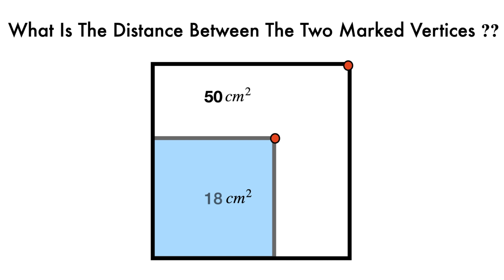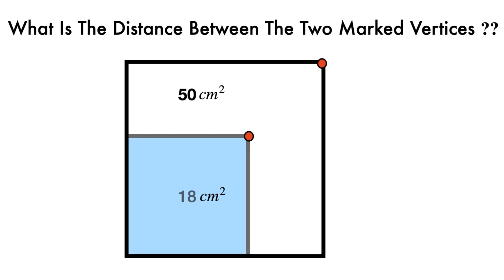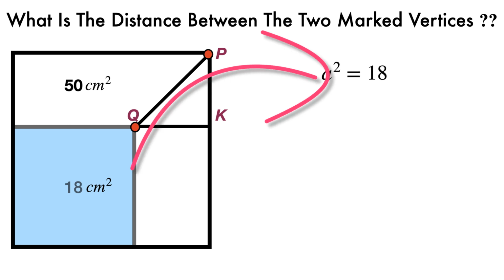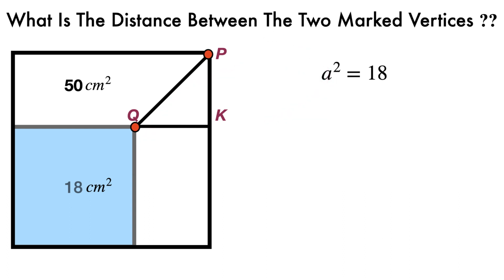Let me explain the solution now. Let P, Q and K be the points shown. We know that the smaller square has area 18 square centimeters. Let the length of each side of the smaller square be A. Hence its area is A squared, which is equal to 18 square centimeters.